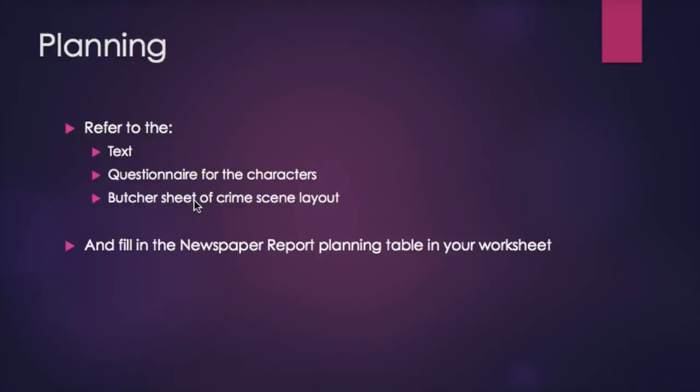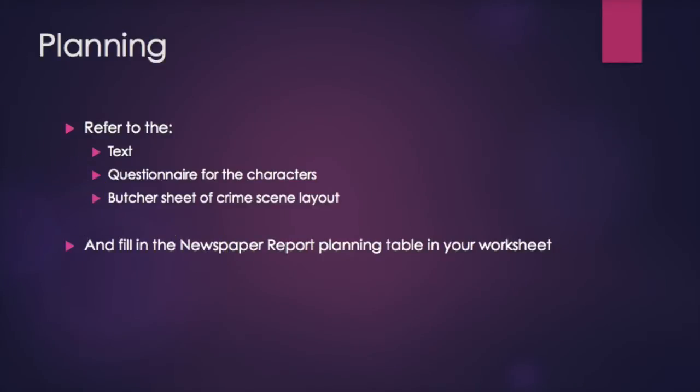Thirdly, you need to have a rough idea of what the crime scene layout was. You may not have the butcher sheet with you because it was group work, but you should know roughly because you were also participating in the drawing. You need to plan it somewhere. If you don't want to use the planning table, that's fine. Then use foolscap or something. You need to do a draft first.